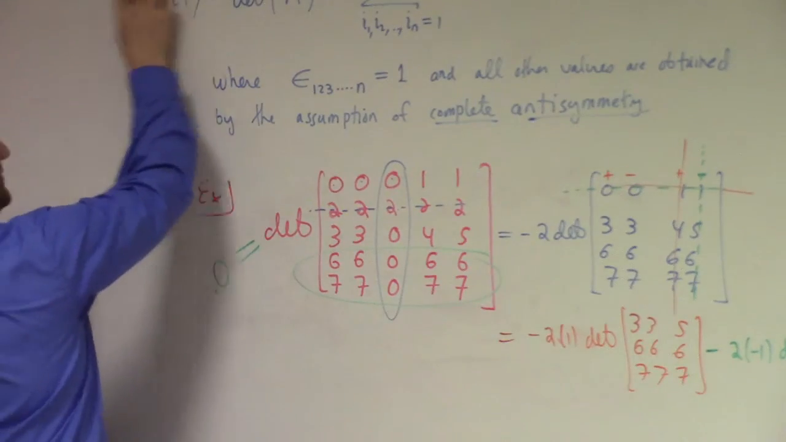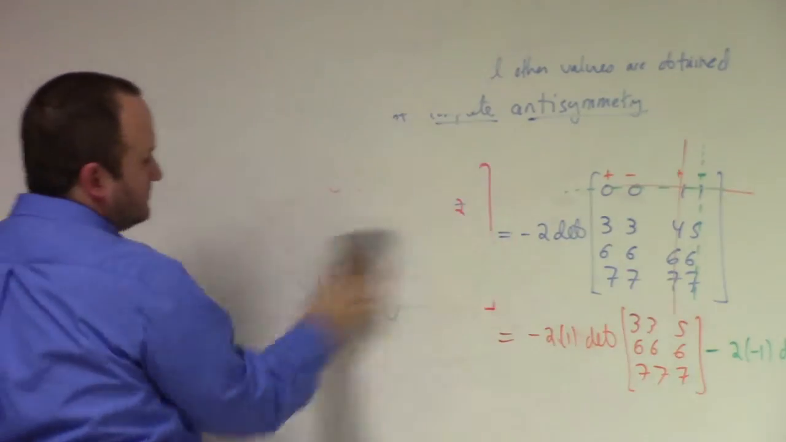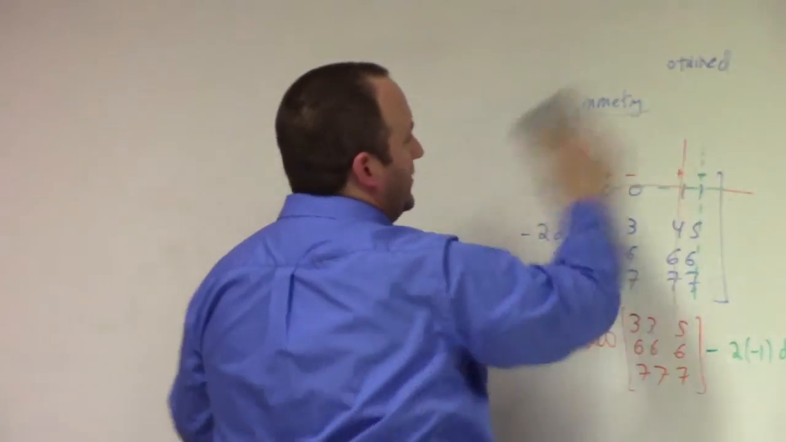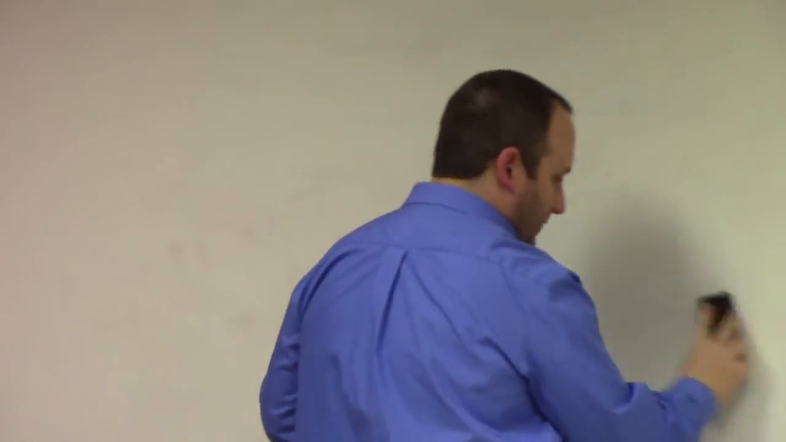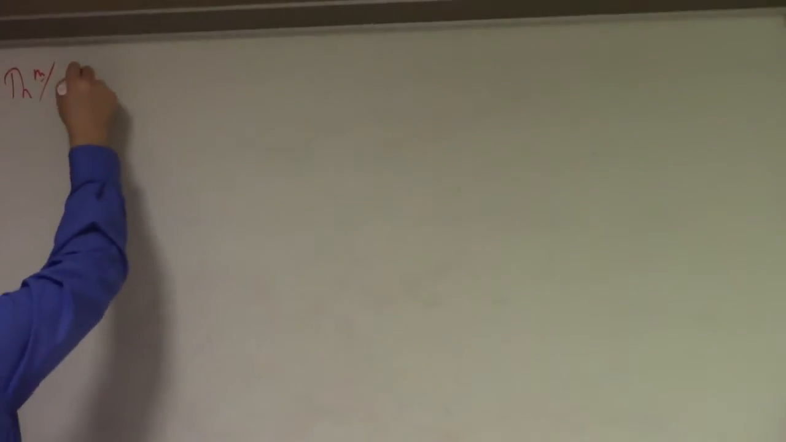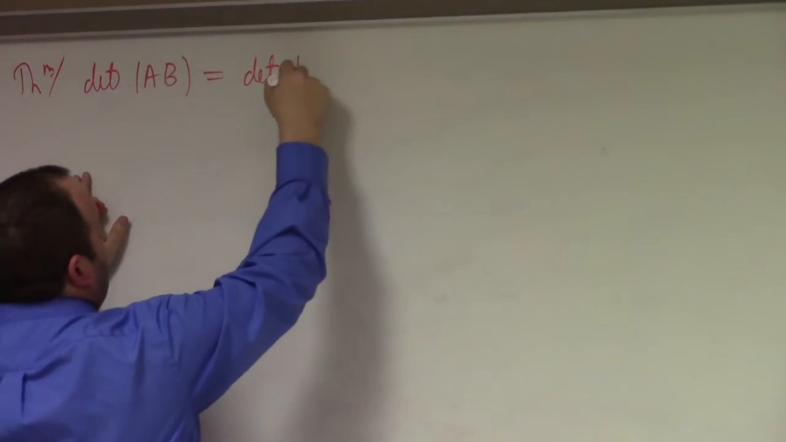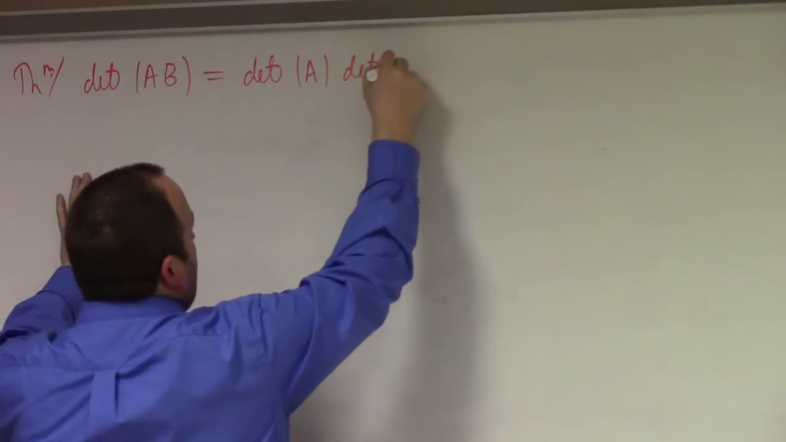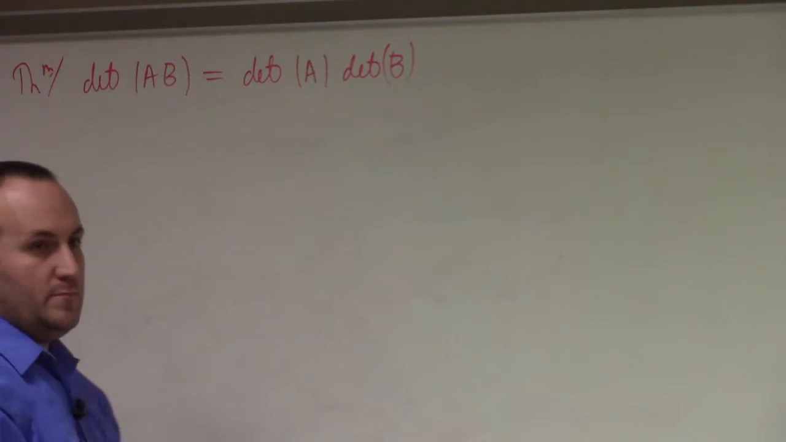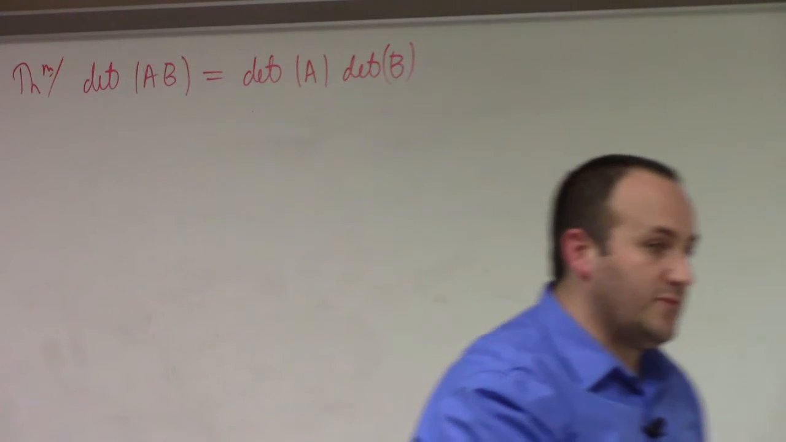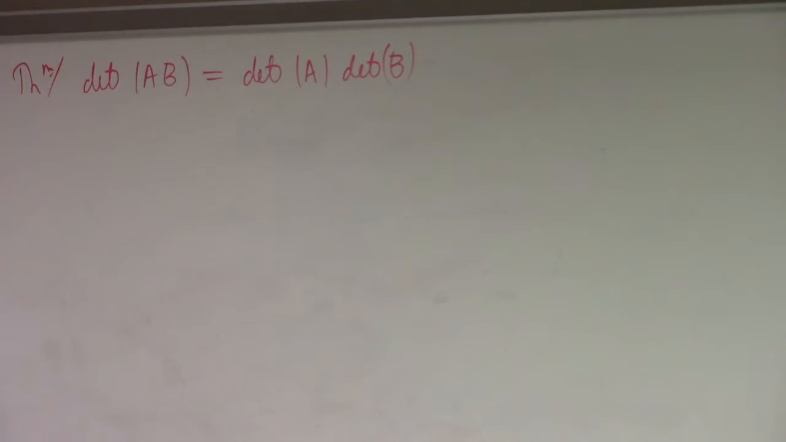Other important properties of the determinant. Probably the most important property of determinant, and this is a big one, is that the determinant of a product is the product of the determinants. When I post the notes, you'll see that I give a proof in terms of elementary matrices. It's rather involved. This is not at all a trivial identity. It's not that easy to prove.